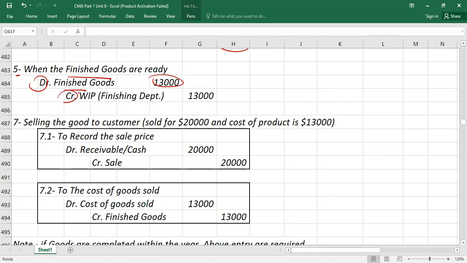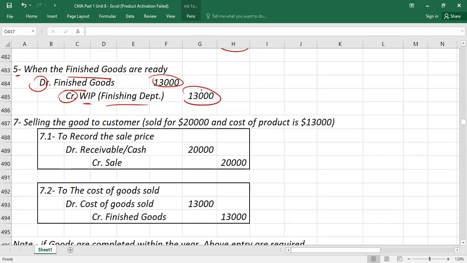And then we'll credit what? Work in process of which department? Finishing. Why finishing? Because now we are closing the finishing department work in process account. Understood? Assembly we have already closed. Now we are closing finishing department work in process account.